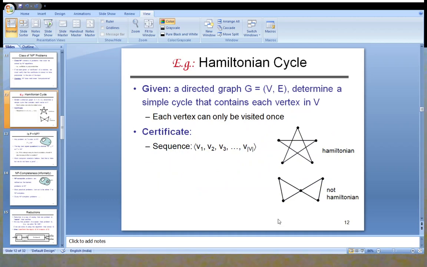For example, the Hamiltonian cycle problem. We have to find a simple cycle that contains each vertex in V. Here, for the given graph, we are creating a cycle that covers all the vertices. The second graph is not Hamiltonian, because in that case we have to pass through the mid node at the center twice to cover all the vertices.